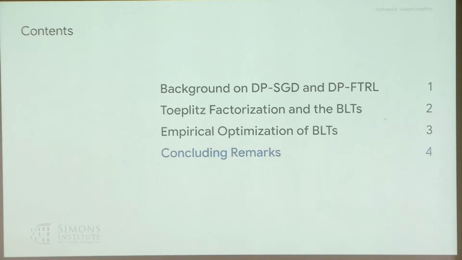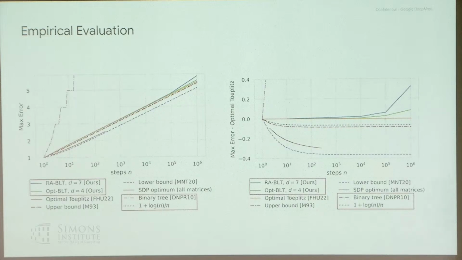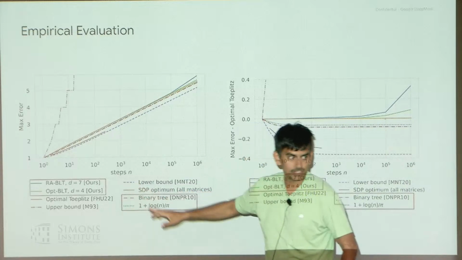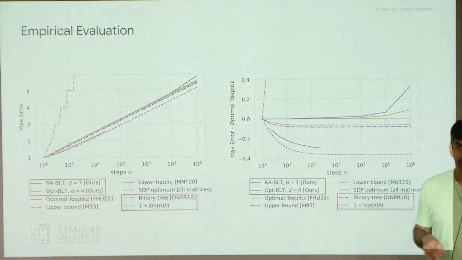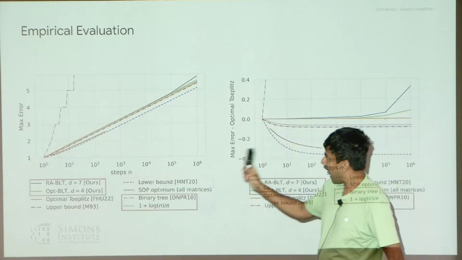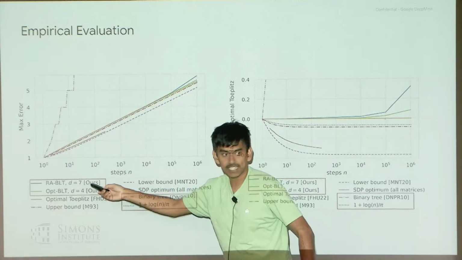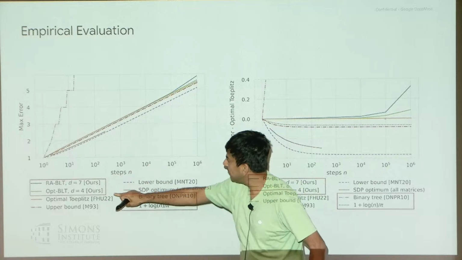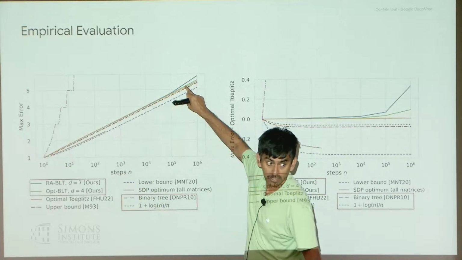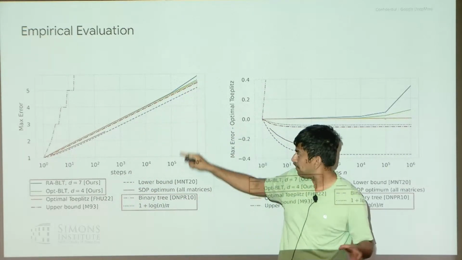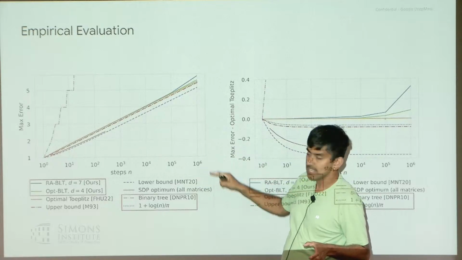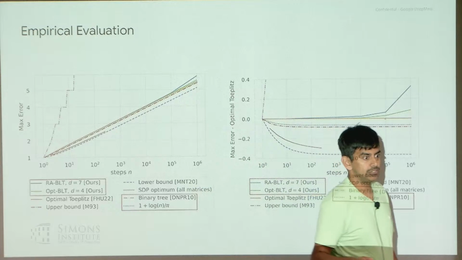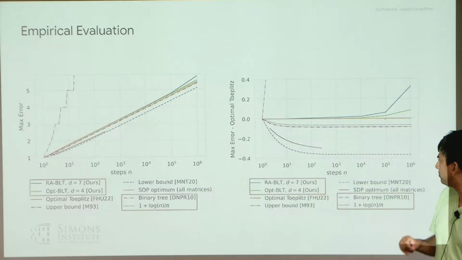It stabilizes, and what you get is a bunch of plots. Forget about the things which are not in the red boxes. I was lazy in creating a new plot. RA BLT is the rational approximation BLT that we have. That is the blue line, and the green one is optimization BLT with d equal to 4, like the degree is 4. So really up until 10 to the power of 10, we needed degree 6 to 7, not more than that. This one is for 4.